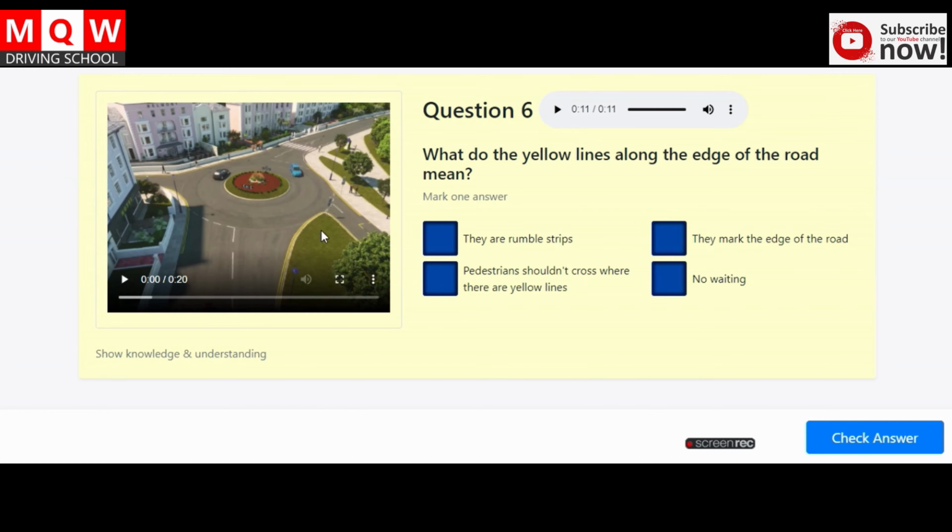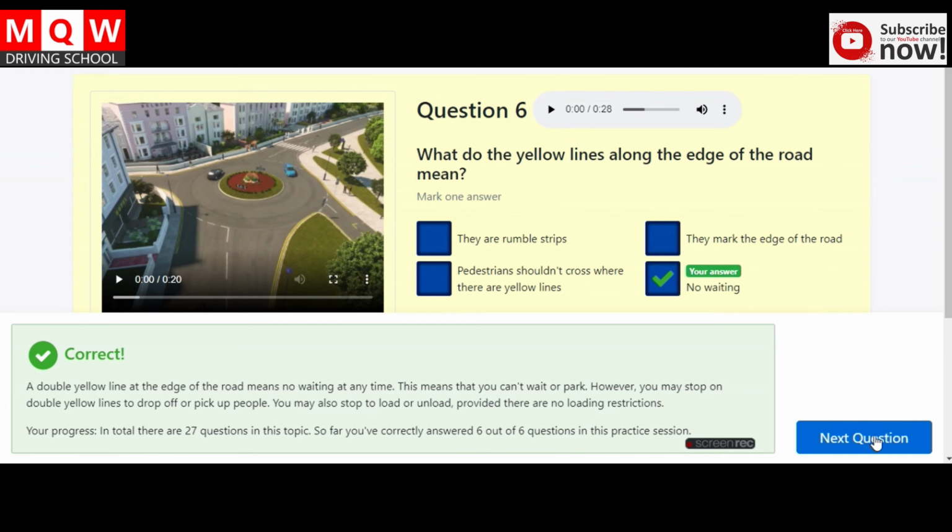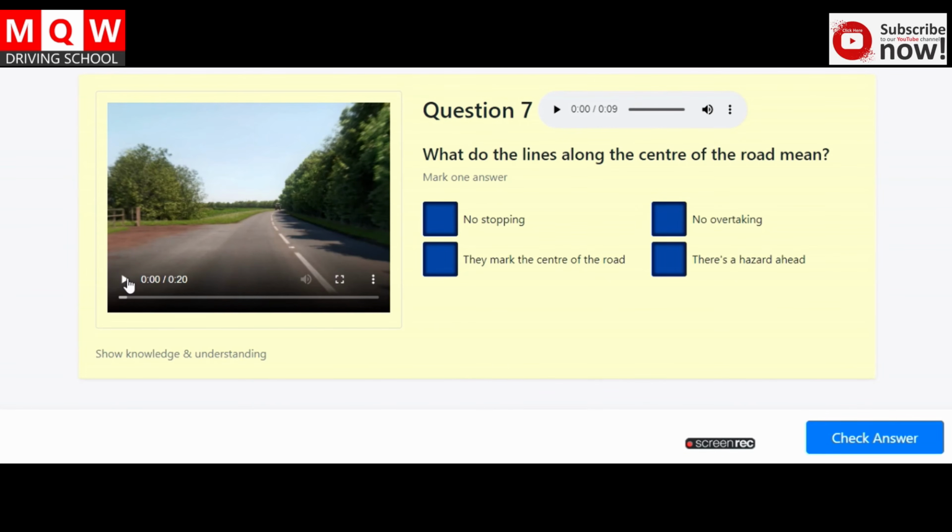Okay, yellow lines and double lines relate to parking. So which one says something about parking? It's like no waiting. So that should be the answer, because this is related to parking. Okay, now let's go to the next question. So this is a new clip now for you.